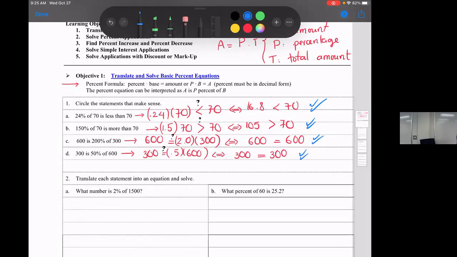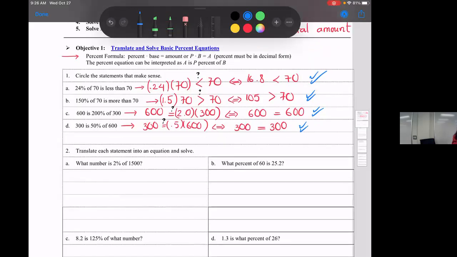Now, if you notice something, if the percentage is less than 100%, then the amount, which is 16.8, is less than the original amount. If the percent is bigger than 100%, then the amount is bigger than the original amount. You'll see later when you're solving problems.